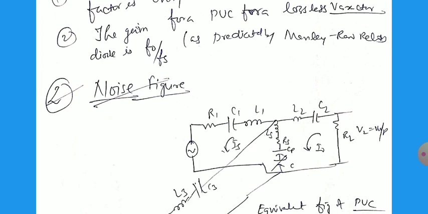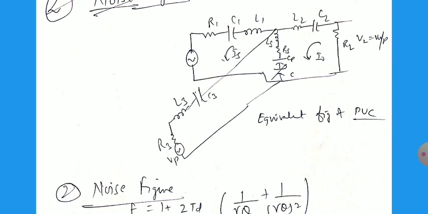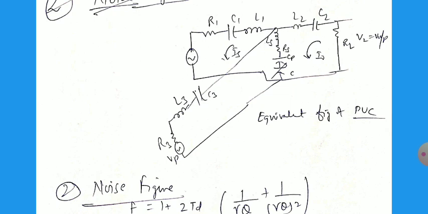This is a possible circuit diagram of the PUC, where L are the inductors, C are the capacitors, and there are resistances connected. This is the Vs and the Vp is there, and the output is VL, we can say the load, the output as measured at RL. So this is the circuit diagram for this, the equivalent circuit of the PUC.